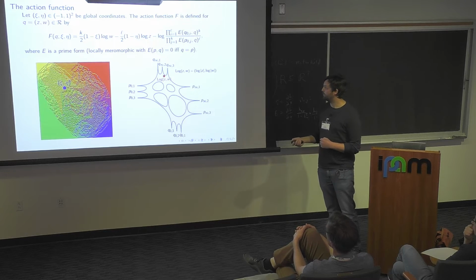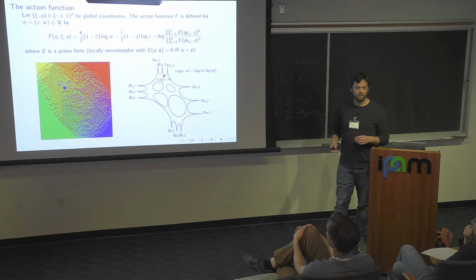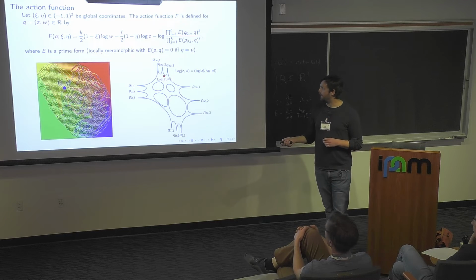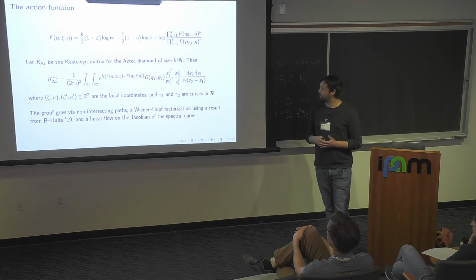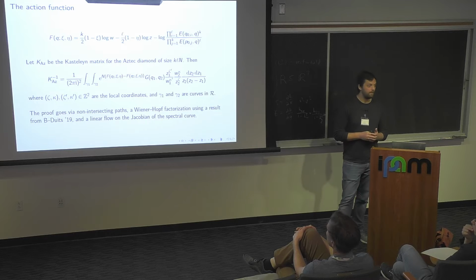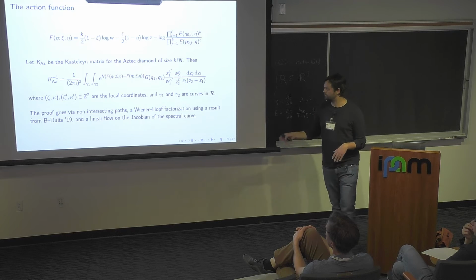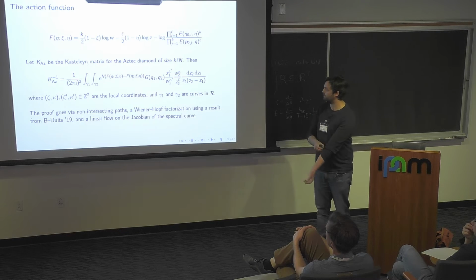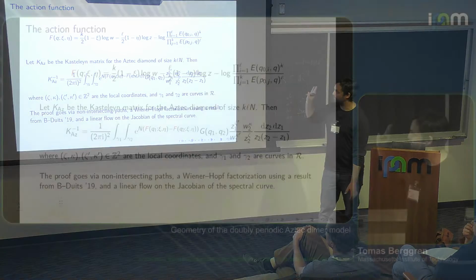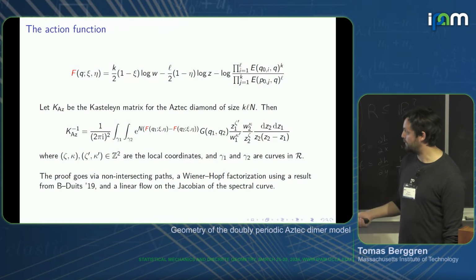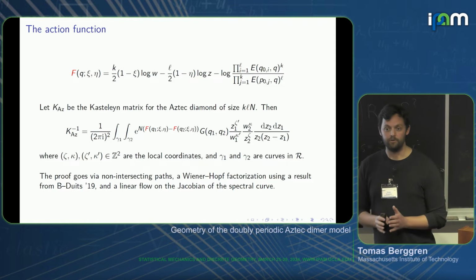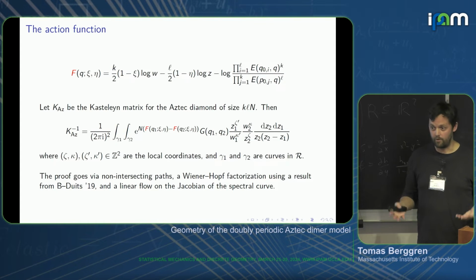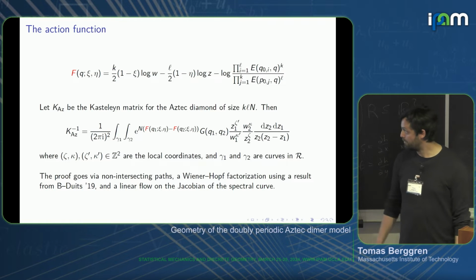So that's just a function at this point, right? And okay, I will not really explain why it appears, but if you don't understand this slide, that's completely fine. What we do is consider the inverse of the Kasteleyn matrix, which is the object which describes the local behavior of the dimer model.